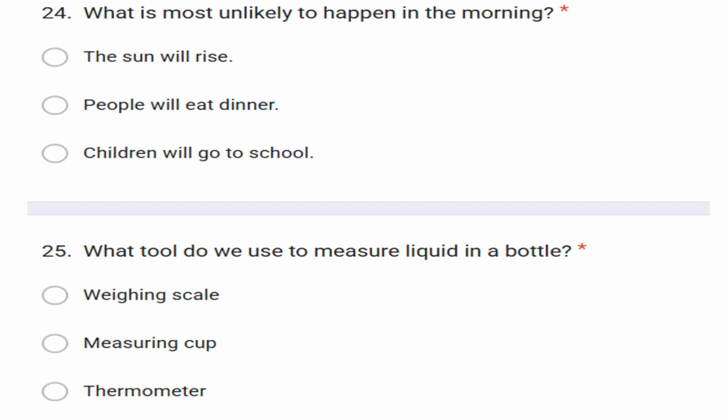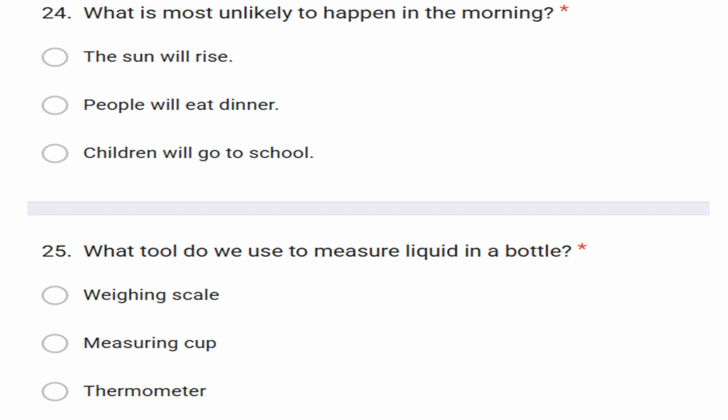Number 24. What is most unlikely to happen in the morning? The sun will rise, people will eat dinner, or children will go to school. Unlikely to happen.